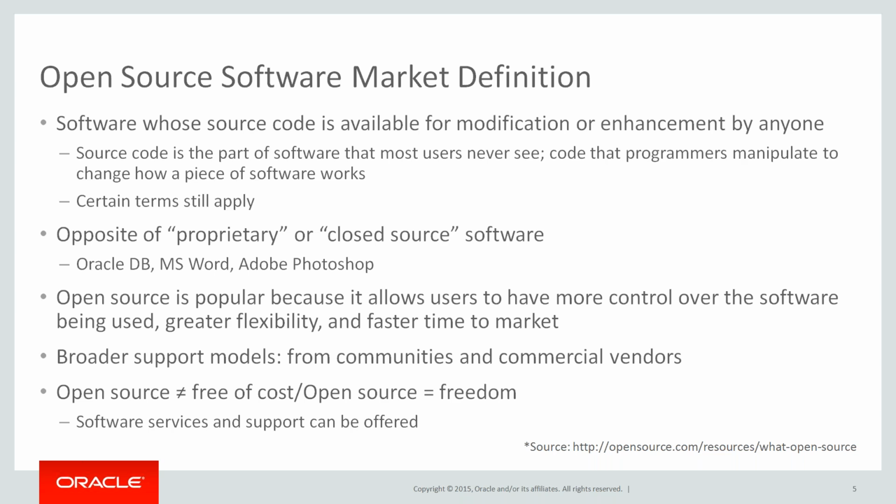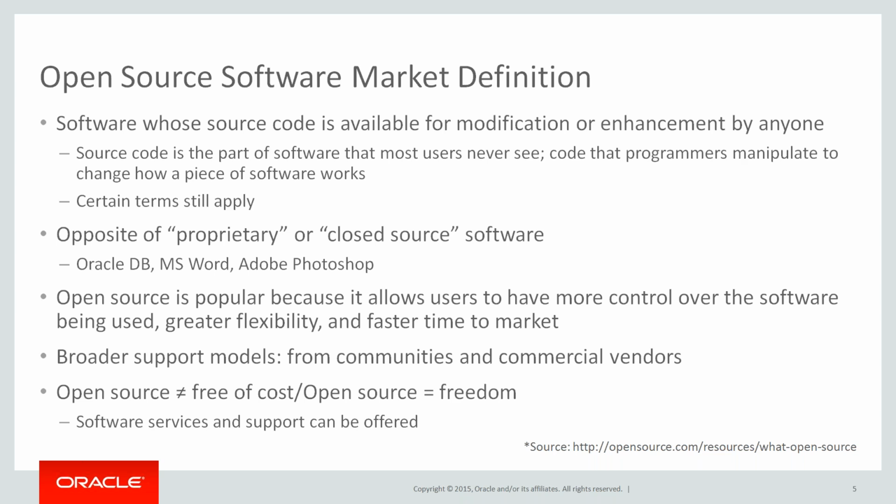Source code is the part of the software that us users never see. It's the code that the programmers use to make the software work the way it's supposed to work. With open source software, everyone's free to play with that, although certain terms still apply, you can't just do anything with it. Open source software is the opposite of proprietary or closed source software. Examples of proprietary software would be Oracle database, Microsoft Word, Adobe Photoshop, applications or other database products that you and your customers probably use in some shape or form.